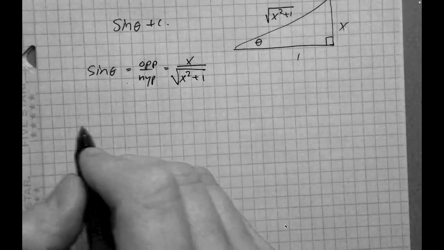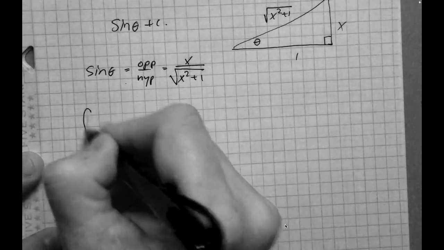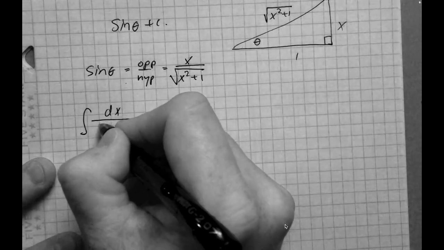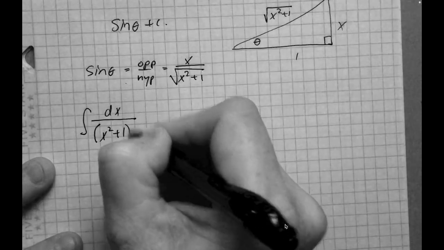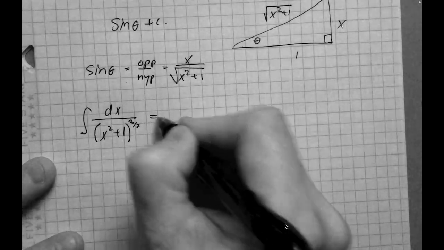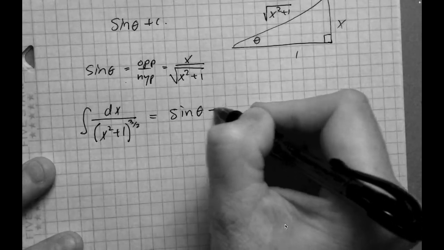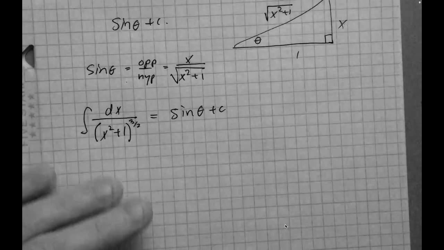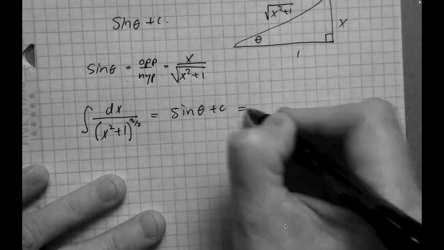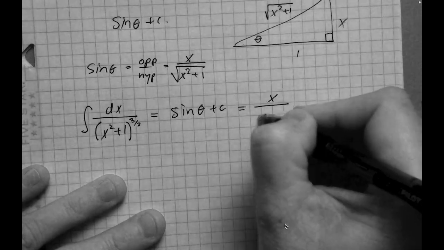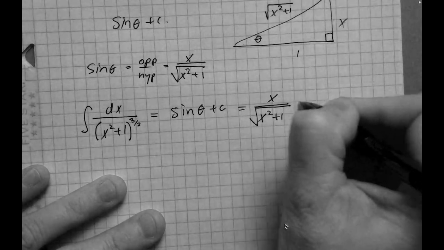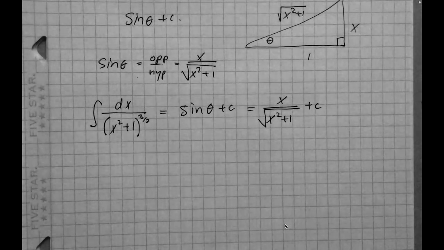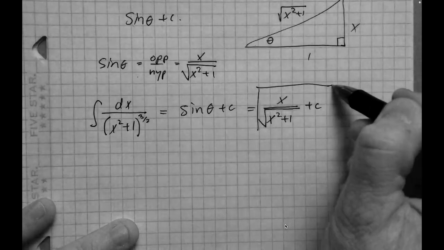And so ultimately, what have we discovered here? Well, we discovered that this integral of dx over x squared plus 1 to the 3/2 power is equal to sine of theta plus c under this particular substitution scheme, and that this sine theta is the same as x over the square root of x squared plus 1, like so. All right, and so that is the answer.